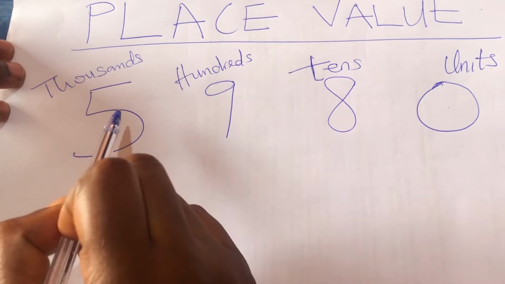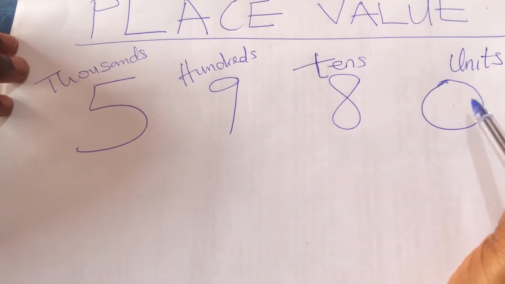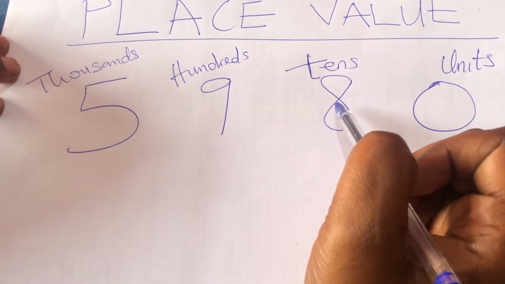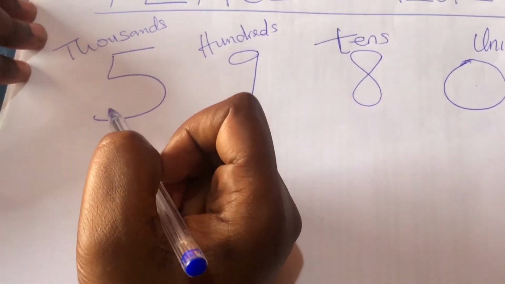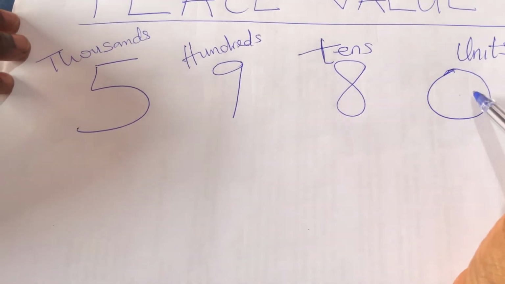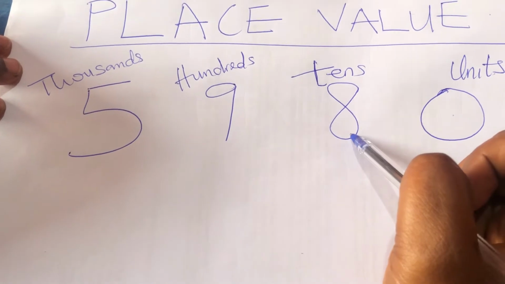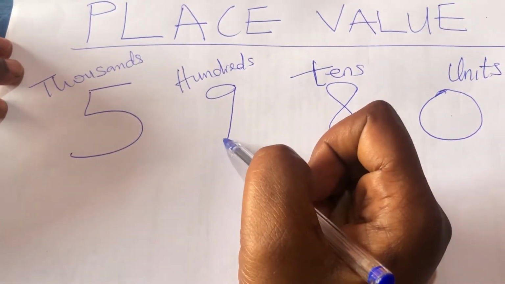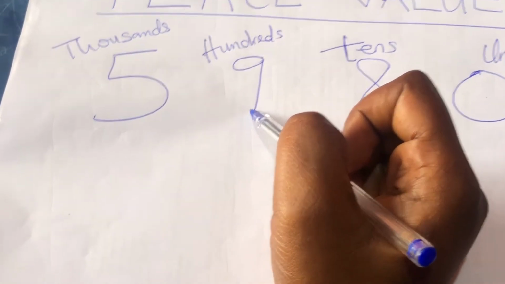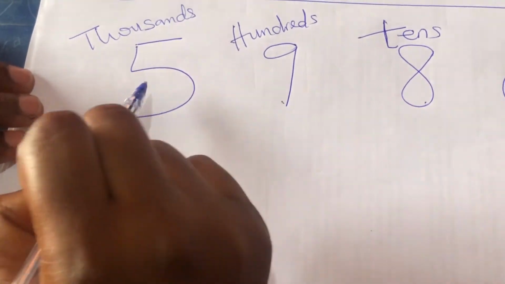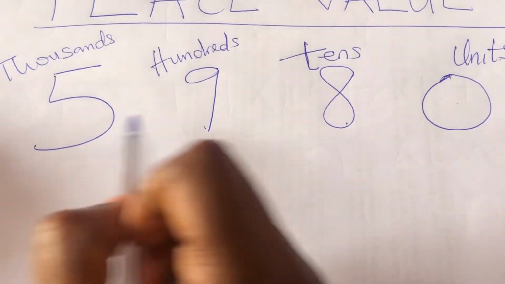For example, if I write 5980, what is the place value of 0? What is the place value of 8? What is the place value of 9? And what is the place value of 5? From here, the place value of 0 is units. The place value of 8 is tens. The place value of 9 is hundreds. The place value of 5 is thousands. So you need to understand all these things very well. And this is the whole number.